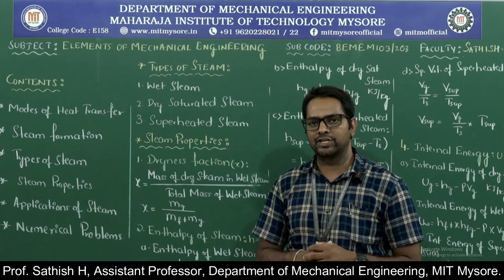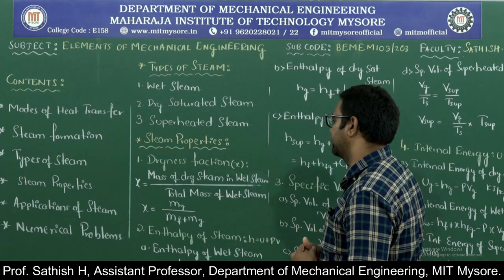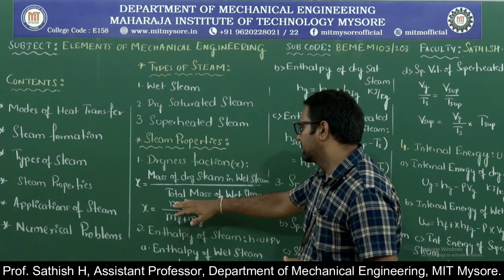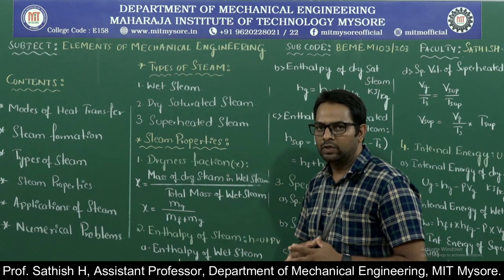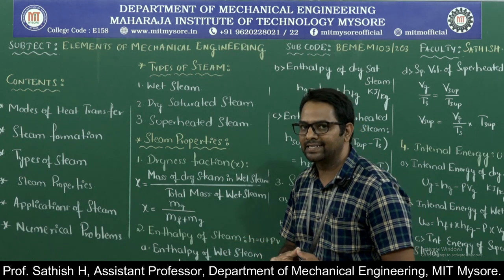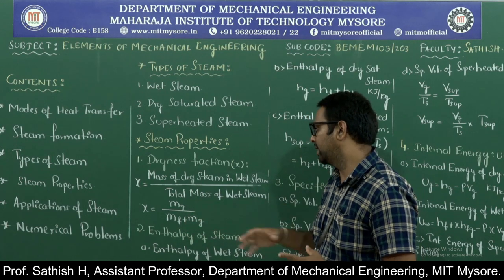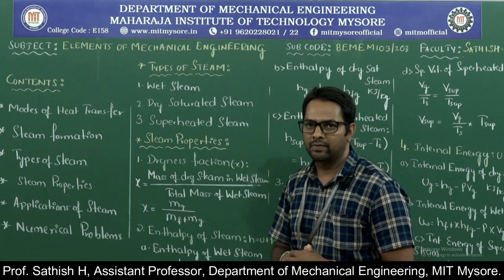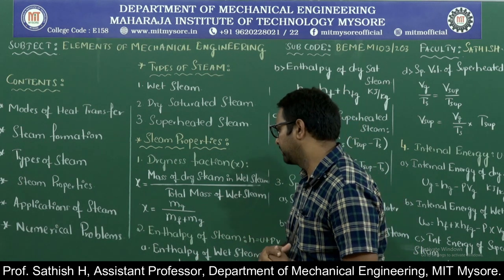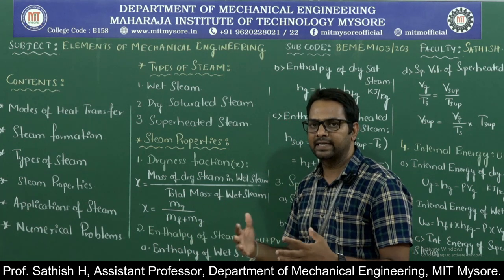It is basically a ratio. In the numerator we have the mass of the dry steam in the wet steam, and in the denominator the total mass of the wet steam. So x is equal to mg divided by (mf plus mg). What is mg? m represents the mass, and g represents the dry steam. So mg is the mass of the dry steam present in the wet steam, divided by mf plus mg, which is the total mass of that wet steam. It is basically a ratio of masses.